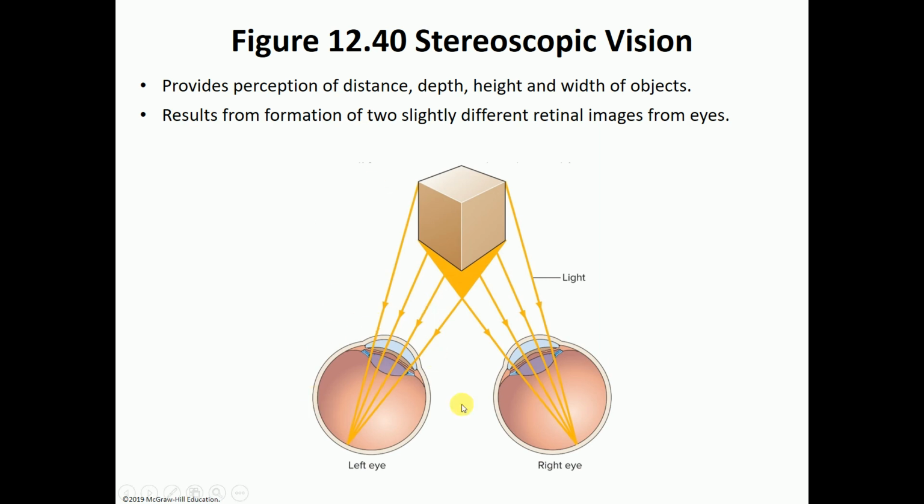Okay, it's because of the overlap of the two images, the one that you get from the left eye plus the image that you get from the right eye, overlapping each other, that gives you that 3D or stereoscopic vision.